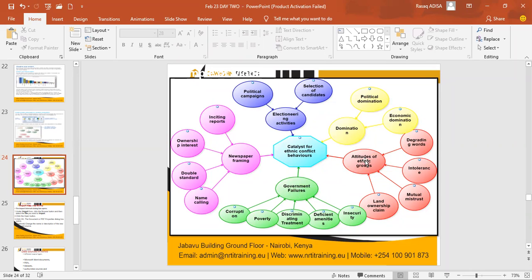So the attitude of ethnic groups needs to be examined because they also cause conflict. Then domination. If, even before the election or after the election, one ethnic group seems to be dominating the other, maybe by virtue of having access to power, that also leads to conflict. Then electioneering activities, that is, as it affects elections.